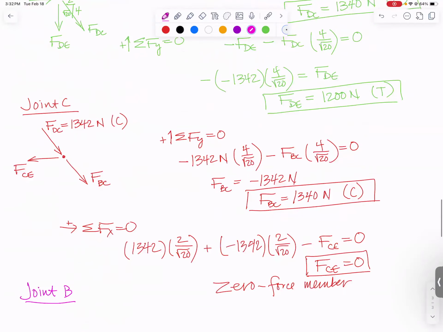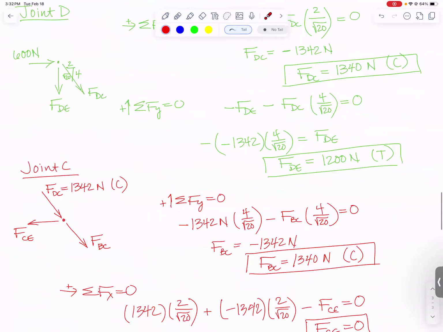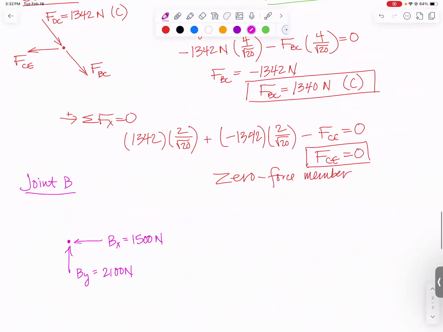And now what happens at B? We've got these two members both at angles. We've got BC, which we actually figured out was in compression. So it's pushing down on joint B. And then we've got force at member BE that could be tension or compression. I don't know. So we've got the force in BC, which we know is 1342 newtons in compression. And then we have the force in BE that is unknown.